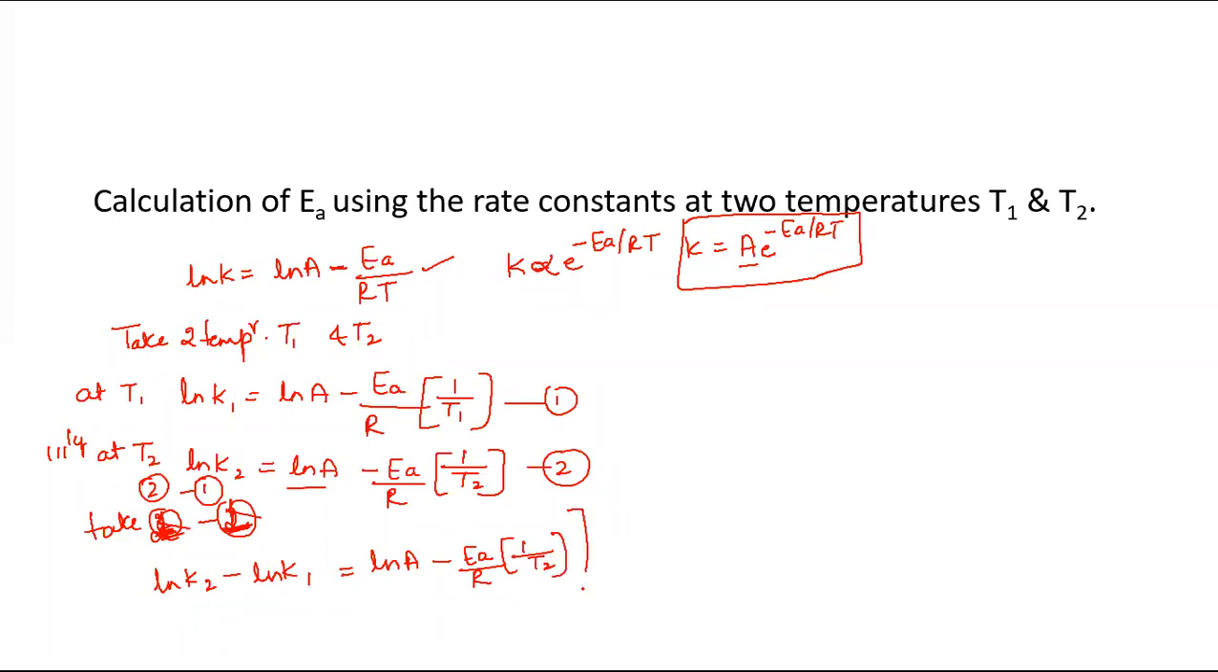Okay, this is equation 2. Now minus ln A minus EA by R 1 by T1. Okay, correct. So now let us solve this. See, this is in the form of ln A minus ln B, that is log A minus log B.